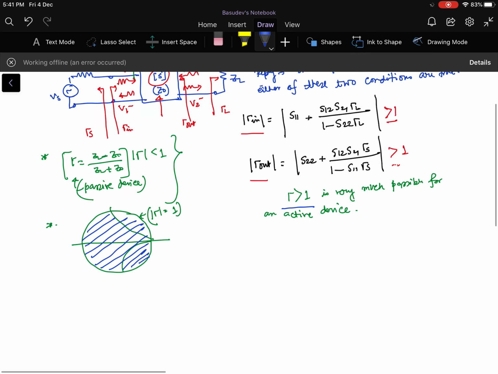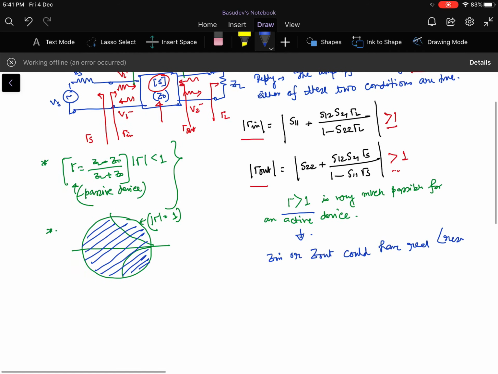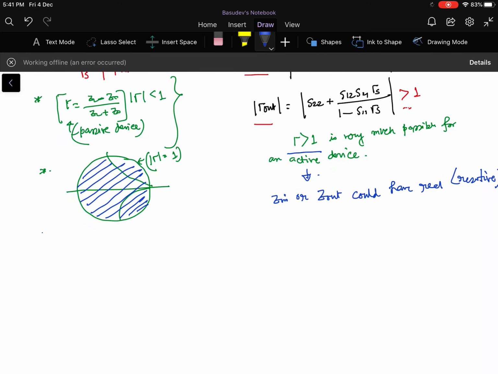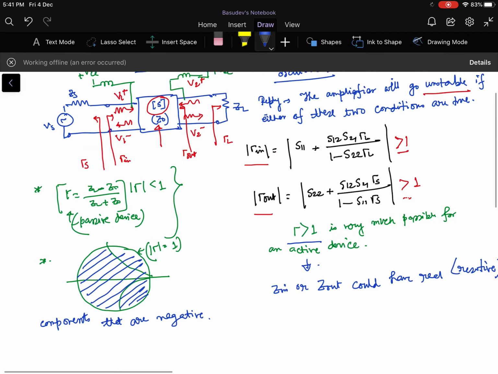So this actually suggests that my Z in or Z out could have real, that is resistive, components that are negative. So a few things directly follow.